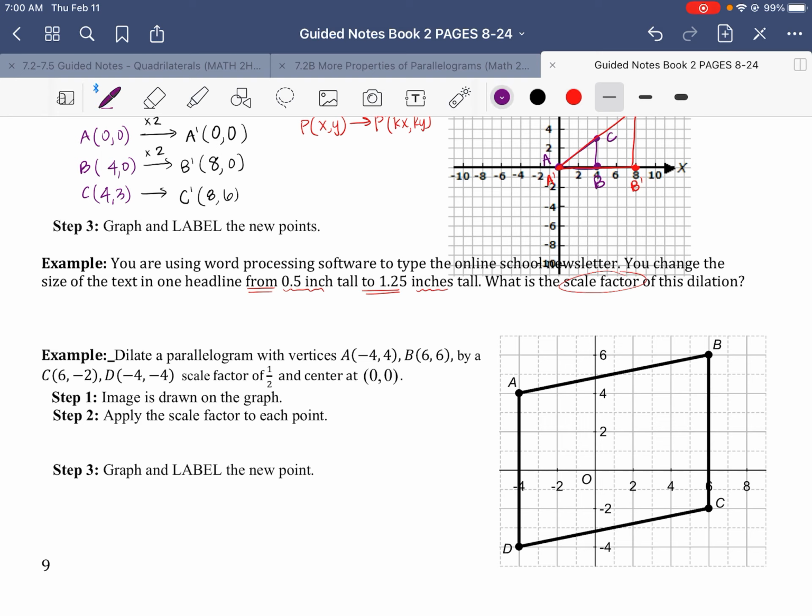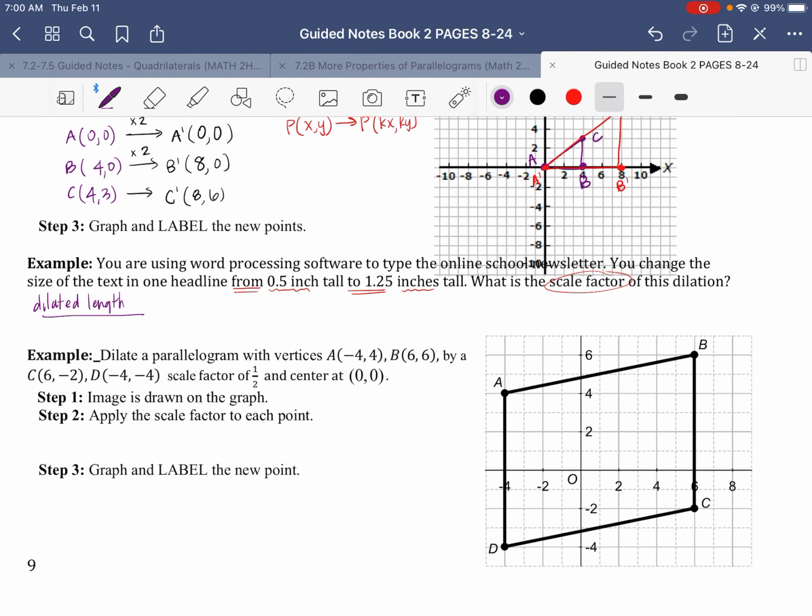So again, remember, if I want to know how it grew, I take the dilated image or length and I divide it by the original length or size. Okay, so in this case, the dilated, it ended up at 1.25 and it started at only 0.5. So we know that we should get something greater than 1 because this is definitely an enlargement. So we just go ahead and divide that and we end up with 2.5. So this grew by 2.5.